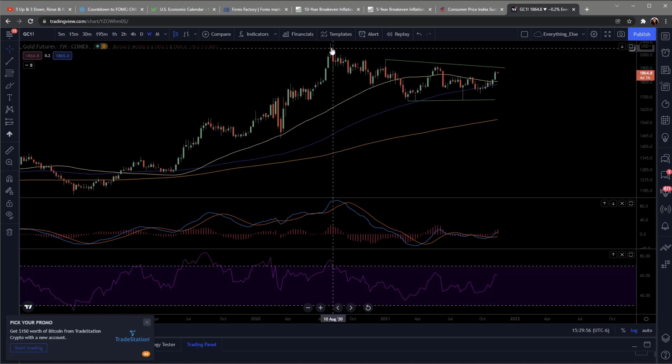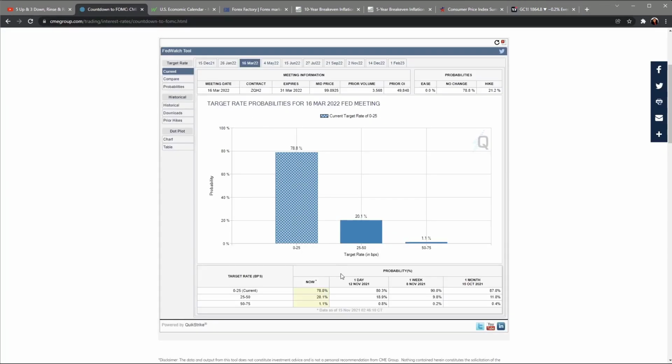And we also saw simultaneously the probability of a rate hike at the March meeting go up from the 9.8% that it was to 18.9% on November 12th, now 20%. So a 1 in 5 shot, we see a quarter point hike in March.